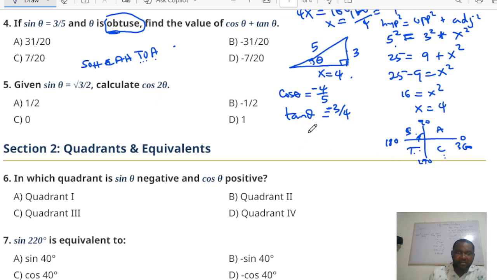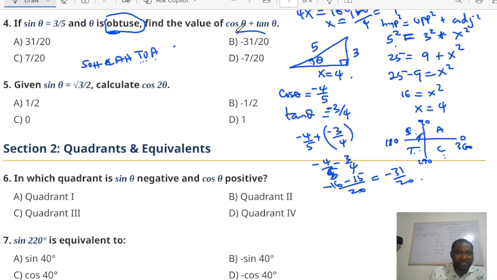Okay, so now cos theta plus tan theta is going to be minus 4 over 5 plus minus 3 over 4. If you open the bracket, it's still going to be minus 4 over 5 minus 3 over 4. And the LCM is 20. 20 divided by 5 is 4. 4 times this is negative 16. 4 in 20 is 5. 5 times 3 is minus 15. So minus 16 minus 15 is minus 31 over 20. That's the answer to this question.